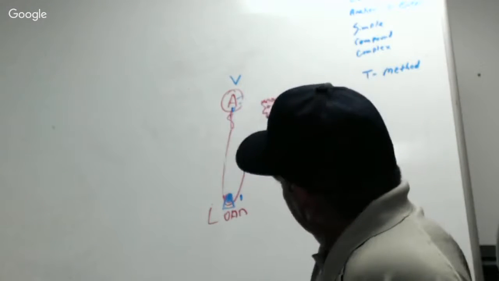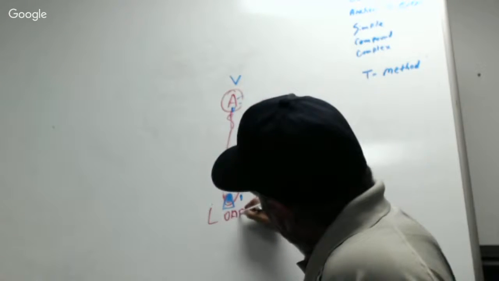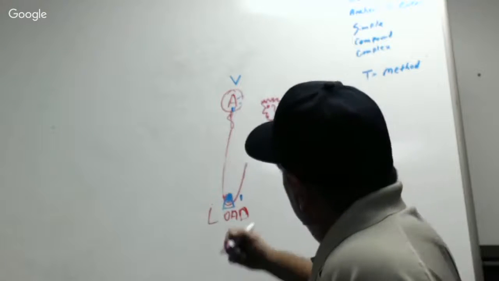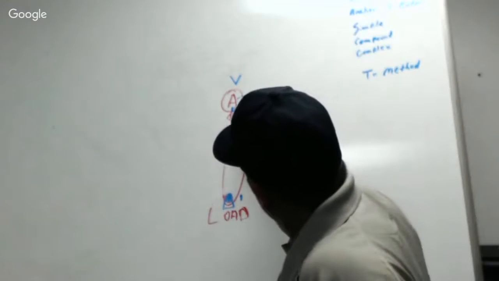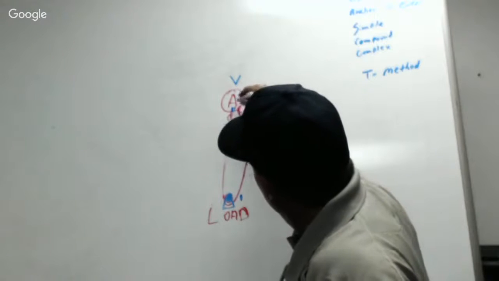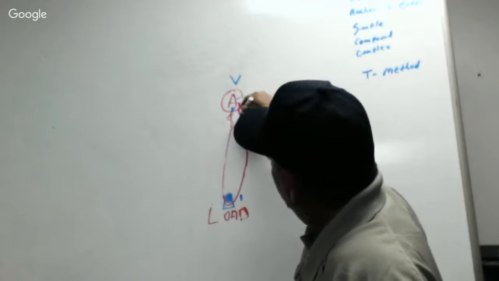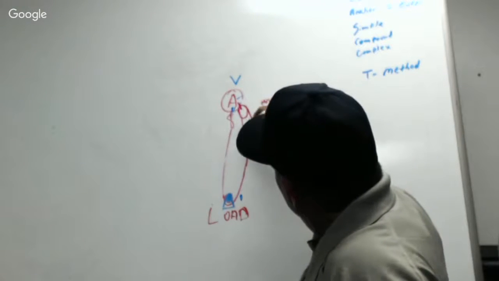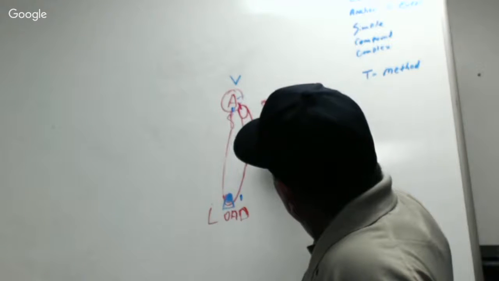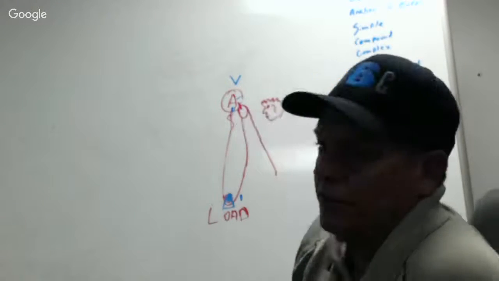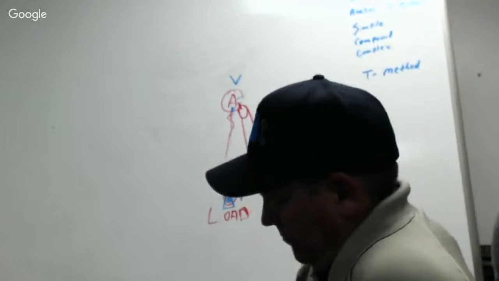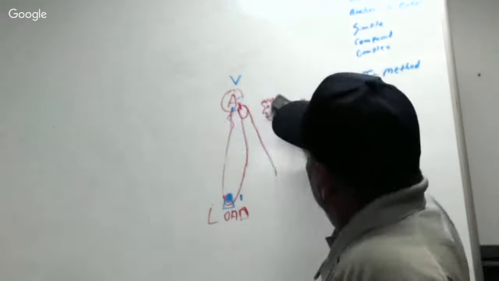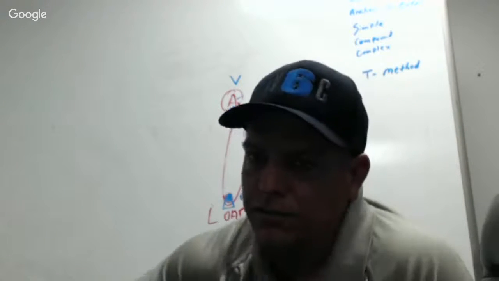So now here's still the load. I won't change anything. Here's a pulley that's tied off to an anchor. Now what's that? What mechanical advantage is that?